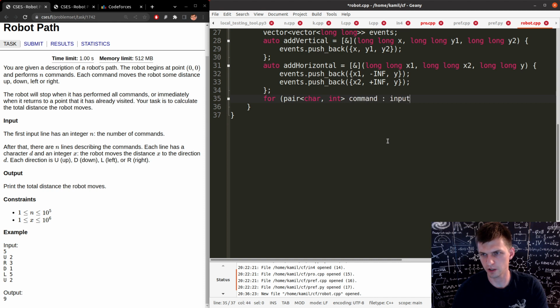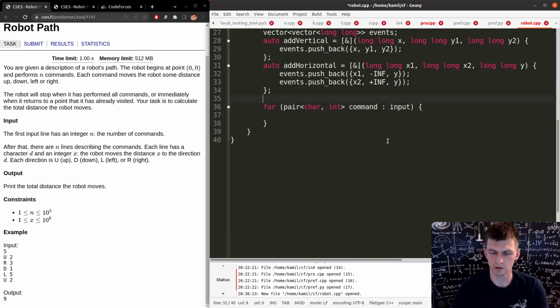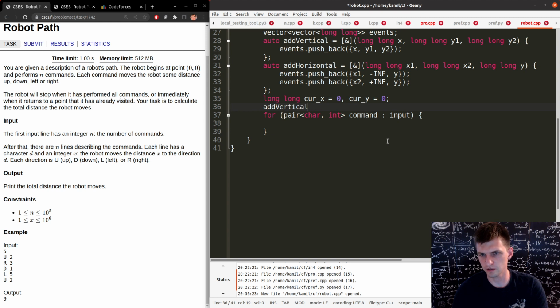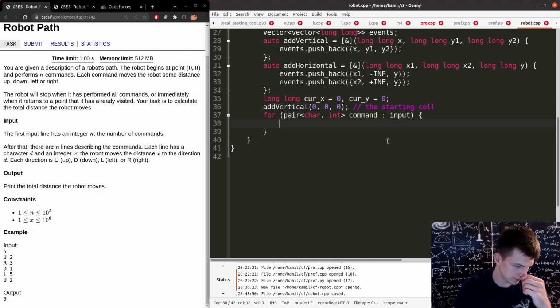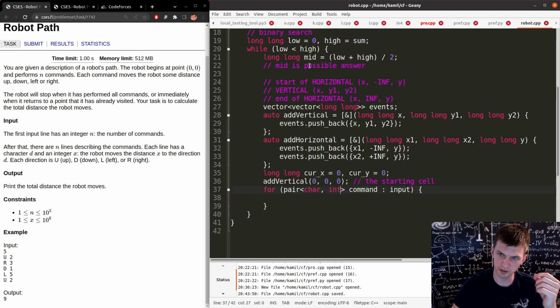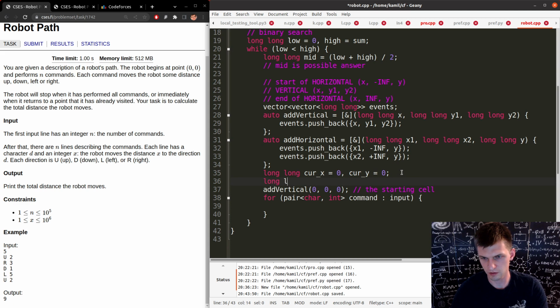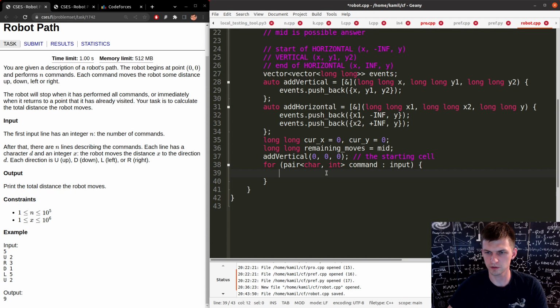For every command in the input. Let's also get the current x and current y coordinate. Let's add a single vertical object that is just at 0, 0. Add vertical of this, I think. This is the starting cell. And here, we always minimize this with the remaining mid. This is the remaining moves.